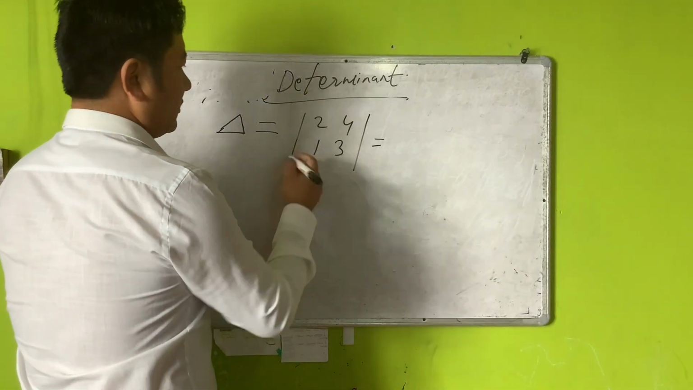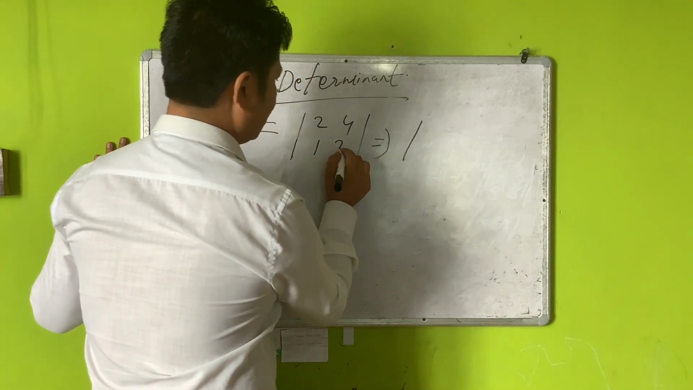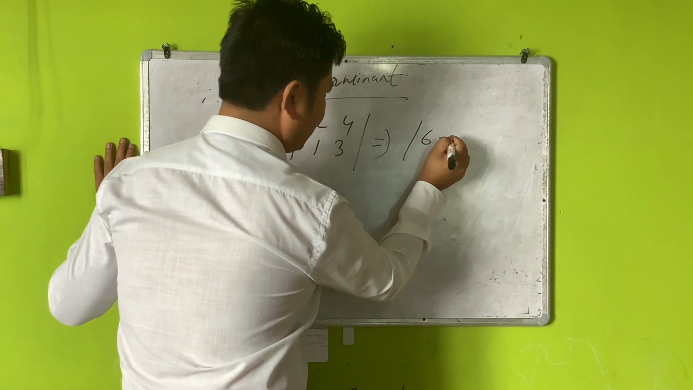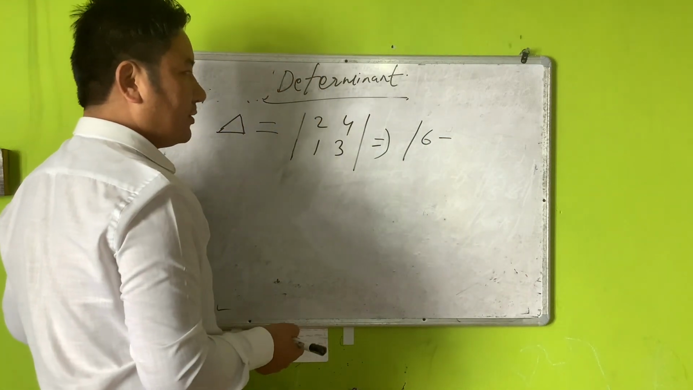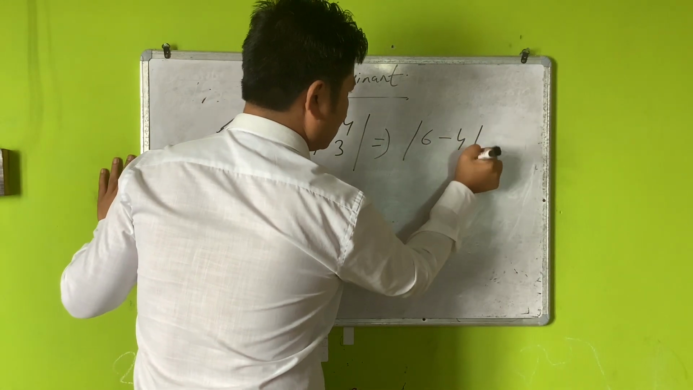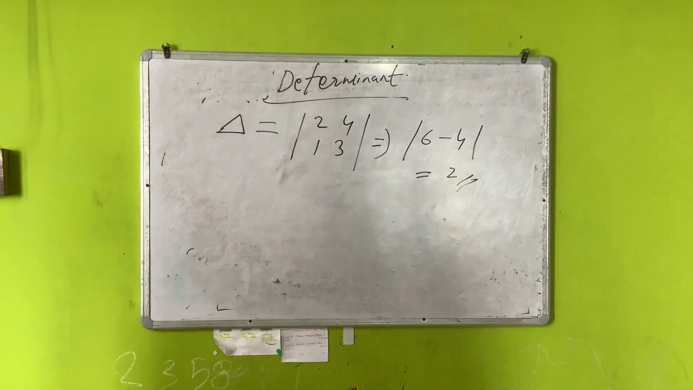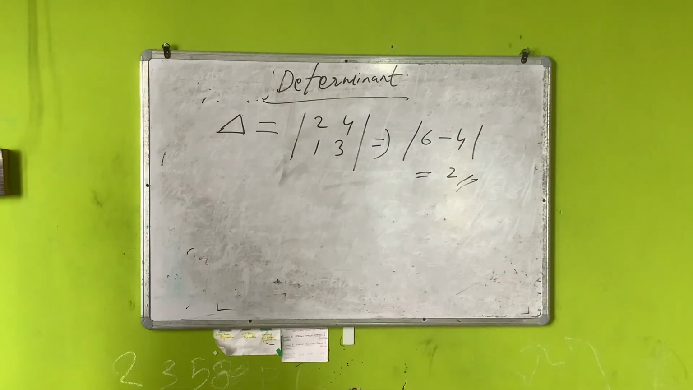Okay? So simply you can solve: 3 into 2 is 6, minus, this minus is from the formula, 4 into 1 is 4. 6 minus 4 is equal to 2. 2 is your answer. Okay.